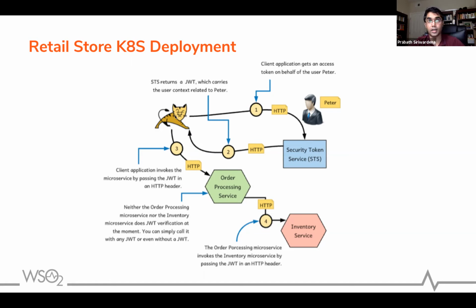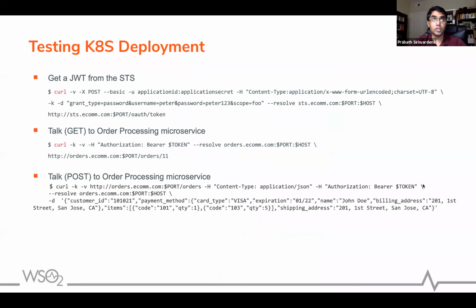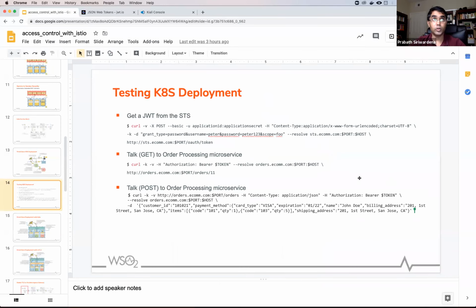So we are using curl here. Then using that JWT token, you access the order processing microservice. Any question on the deployment before we go into the implementation? Okay. So let's see how to do the deployment.